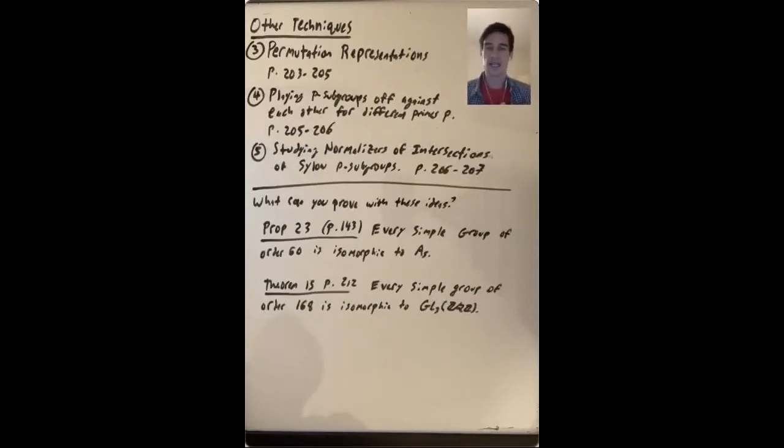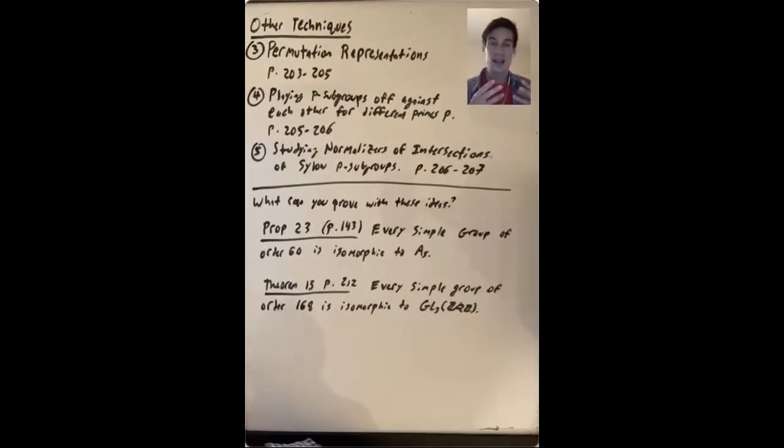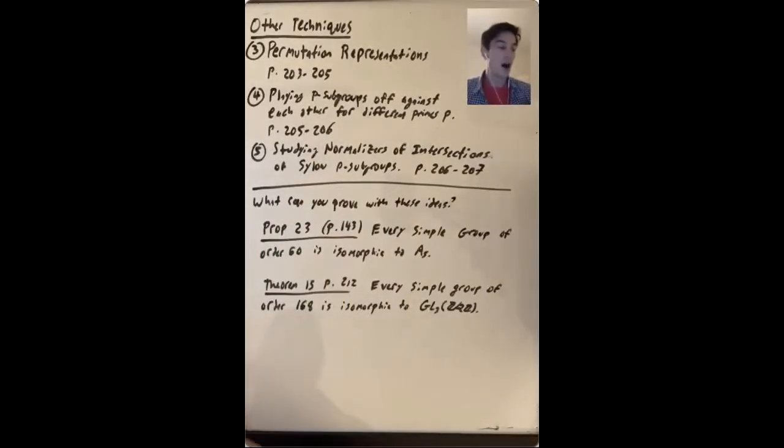So those aren't the only techniques that are out there. I want to at least mention that in section 6.2 of Dummit and Foote, there are a couple of extra techniques that come up. This one of permutation representations is really just like a souped up version of this no subgroups of small index idea that we've been talking about. The next two are more complicated. The first one is described as playing Sylow p subgroups off against each other for different primes p. And then the last one is studying normalizers of intersections of Sylow p subgroups.